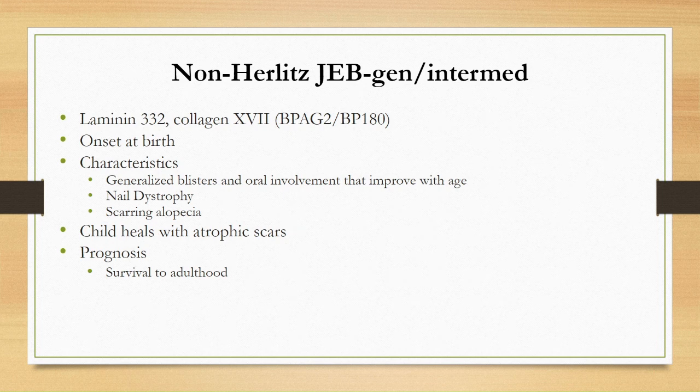Your characteristics here for non-Herlitz JEB, or the intermediate junctional EB, is generalized blisters and oral involvement that improves with age, nail dystrophy, scarring, alopecia. The child will typically heal with some atrophic scars over time. And the prognosis here, usually there is a survival to adulthood.